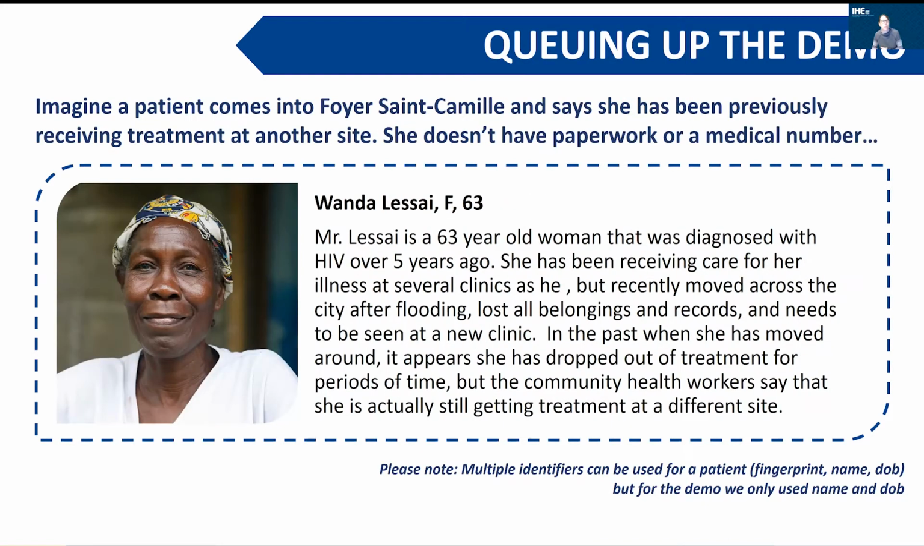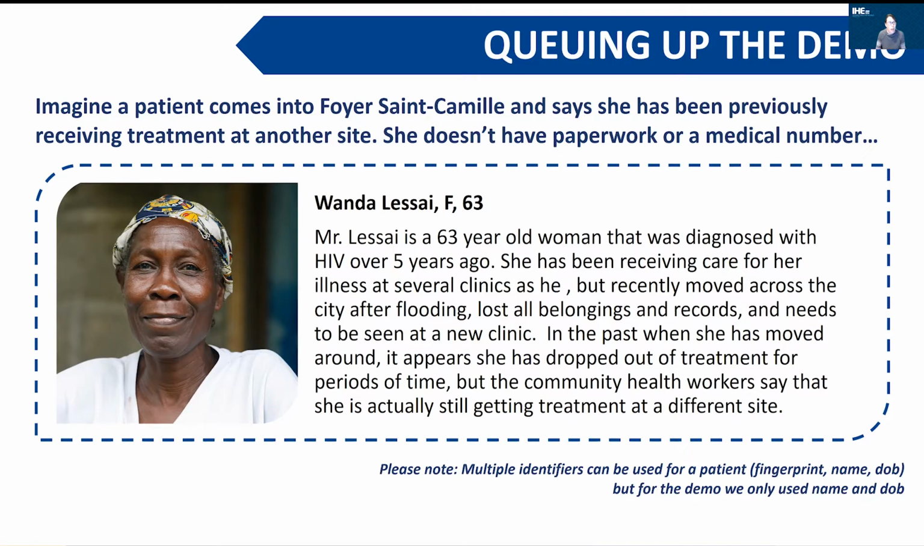The second patient that we're going to talk about is Wanda Lasai, and she's a patient that comes into Foy St. Camille, which is also another HIV clinic there in Haiti. She's been receiving care for the last 5 years because she was diagnosed a while ago, but she's been receiving it at a different site. And there was some flooding in Haiti. Just imagine there's a disaster or there are problems in the city where she's at, and she's lost all her belongings. She doesn't have her paper records. She doesn't know what her medical number is, but she does know that she needs care, and she knew when she needed it. So she went to a new clinic to find out if she could get care.